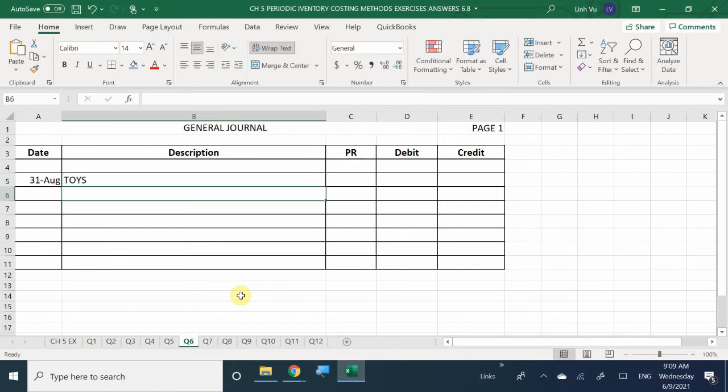All right. What else should we recognize? Cost of goods sold. What else should I recognize? The purchase price? Not the purchase price, that's the purchase return. This is going to be the purchase returns.